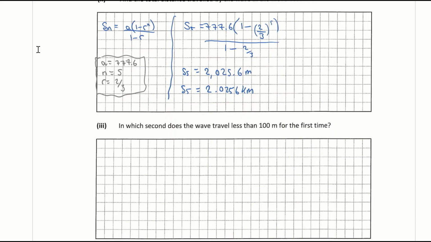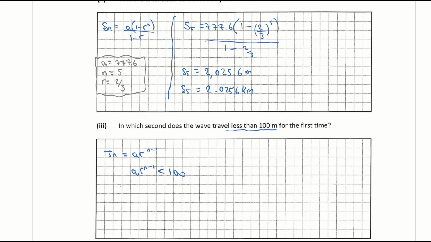The next part to that question, part 3, in which second does the wave travel less than 100 meters for the first time? So you're looking for the term number here. And again, we're working off page 22 in our log tables, and we're looking for Tn as a geometric series this time. So A multiplied by r to the n minus 1. So that's the formula I'm using here. And I need to have the term number less than 100. So travels less than 100 meters. So I'm going less than 100.